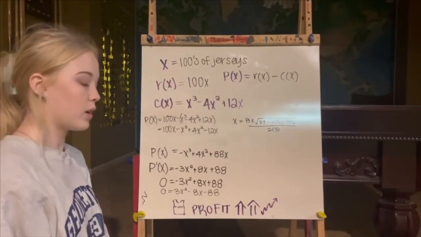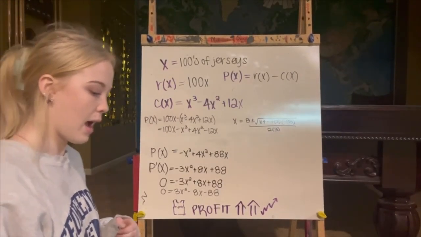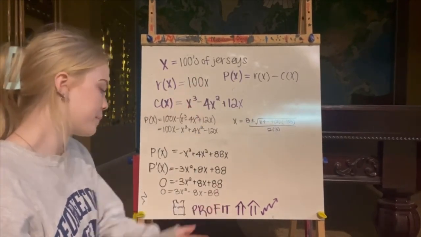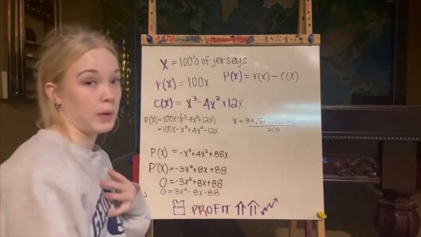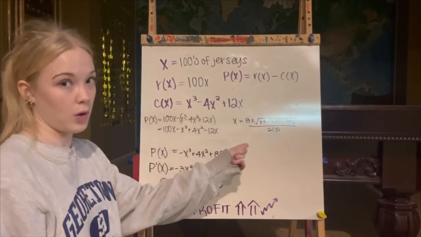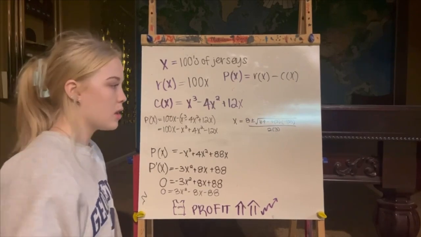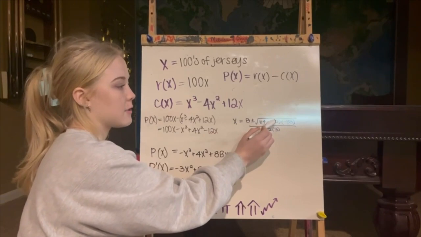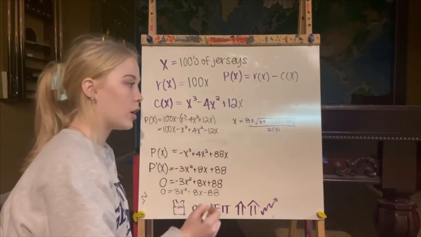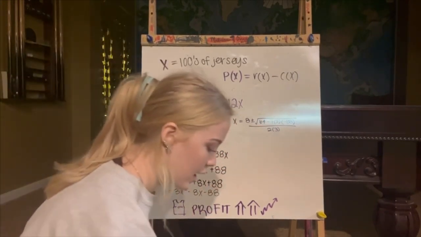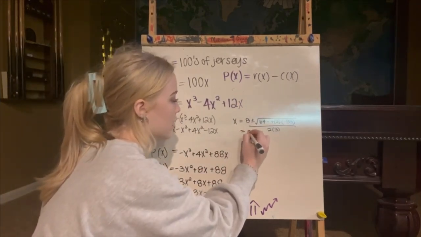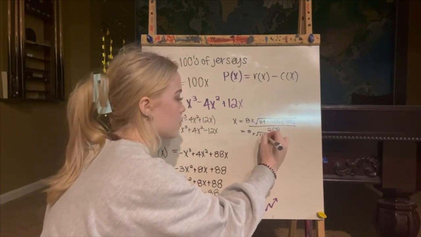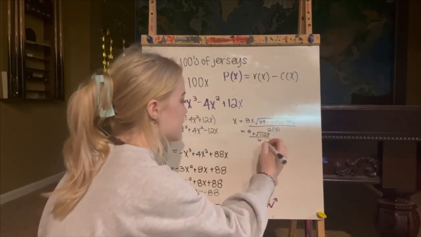So now, if we're going to be looking for that x, that is going to be the number that we produce in order to maximize the profit, we're going to need to solve for x. And unfortunately, we are unable to factor, so we will be using the quadratic formula. When we use the quadratic formula, plugging these numbers in, we get x is equal to 8 plus or minus the square root of 64 minus 4 times 3 times negative 88 over 2 times 3. So after that, we are going to simplify this down to get 8 plus or minus square root of 1,120 over 6.